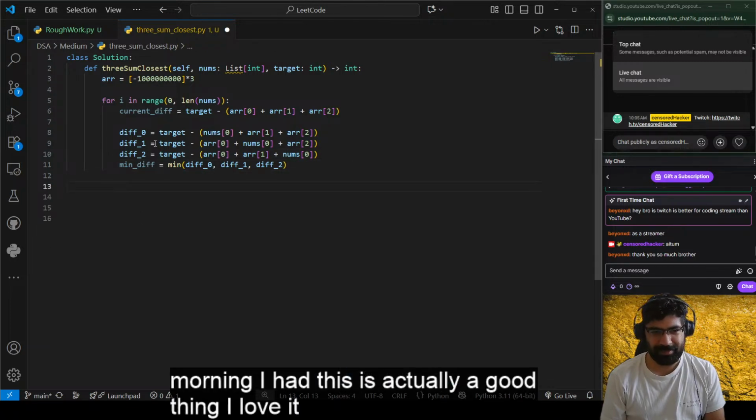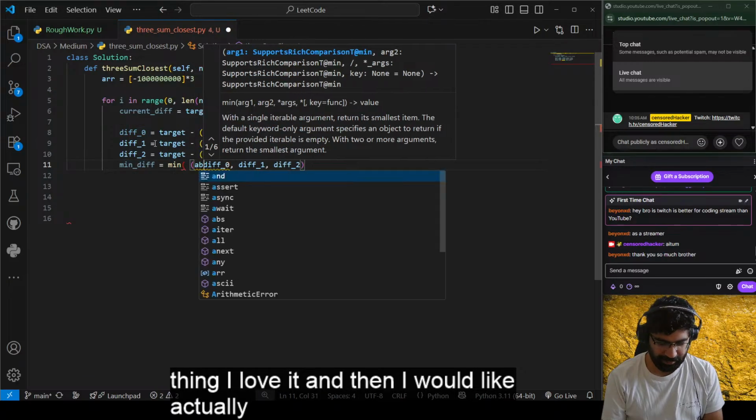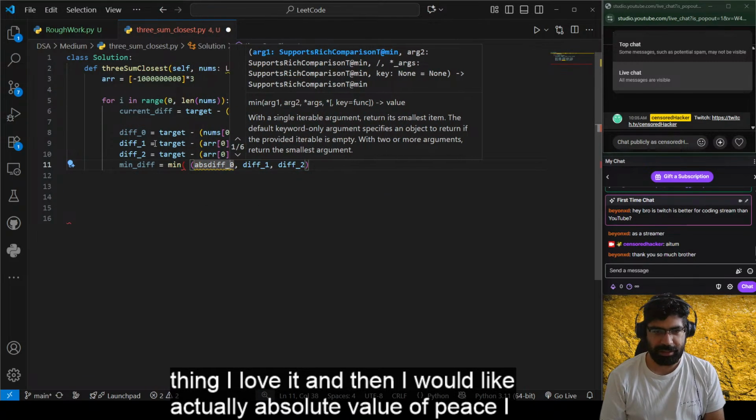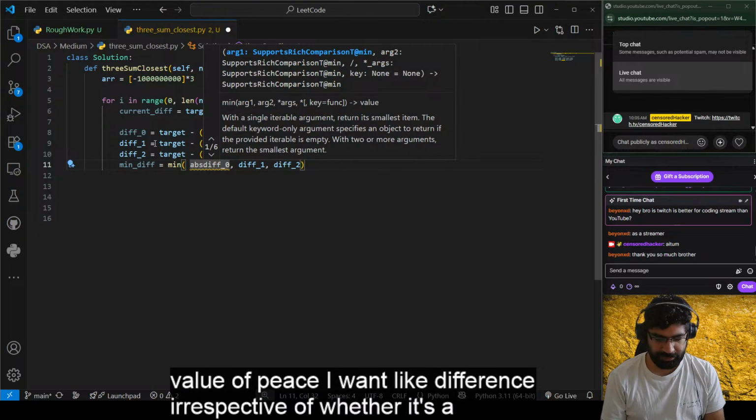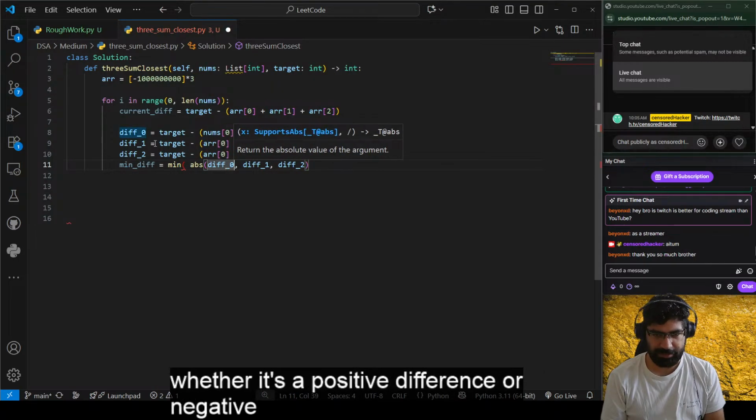I love it. And then I would actually take the absolute value of these, because I want the difference irrespective of whether it's a positive difference or negative difference. I just want the absolute values.